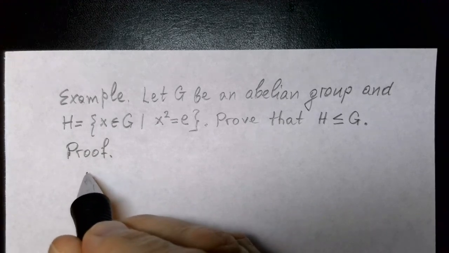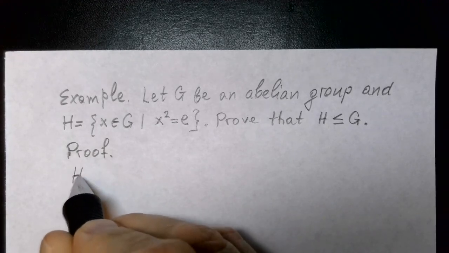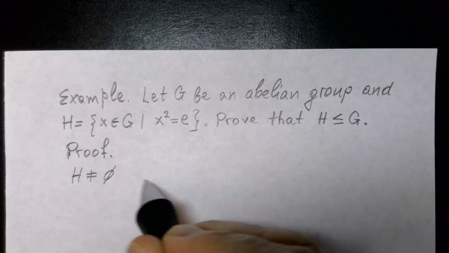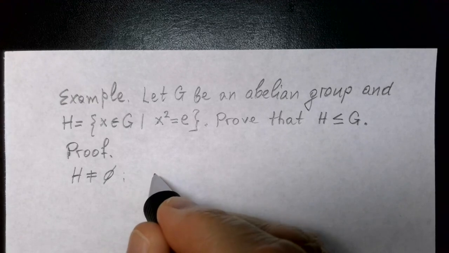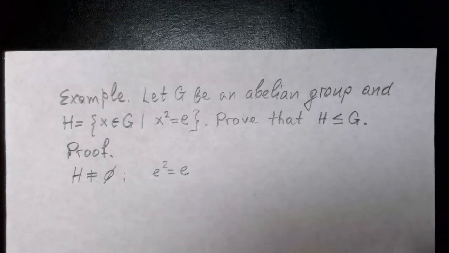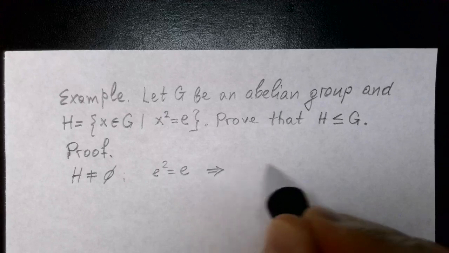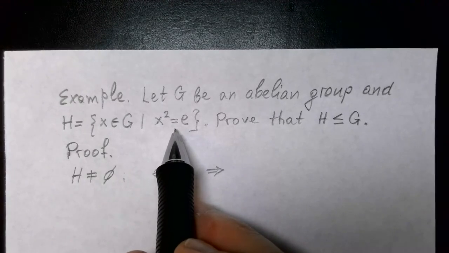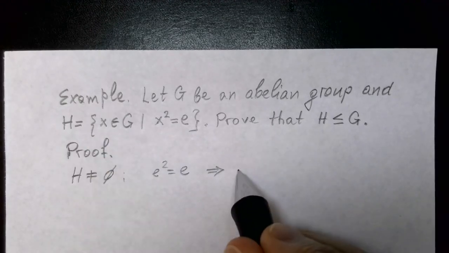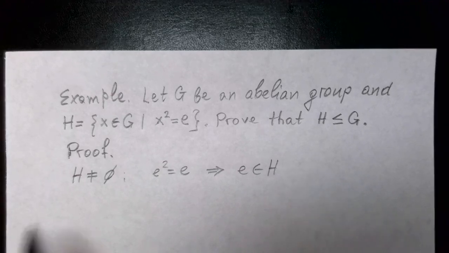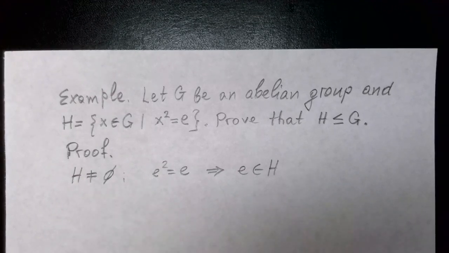First, H is a non-empty subset of G because we know that E squared is equal to E. E is the unity of the group, which means that E satisfies the requirement of being an element of H. So this shows that H is not empty.